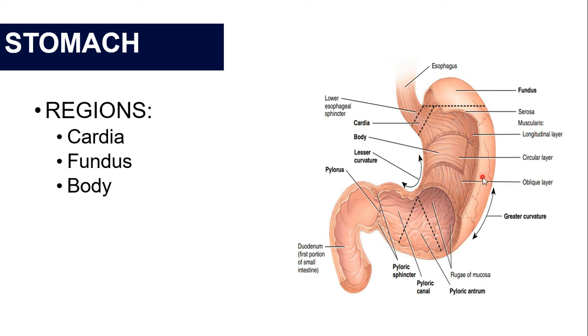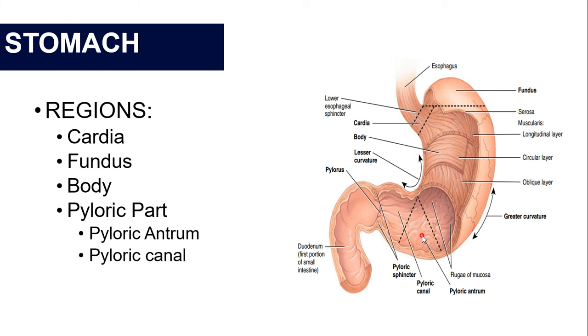Then, the pyloric region of the stomach is divided into three. First we have the pyloric antrum. This pyloric antrum connects to the body of the stomach. Next is the pyloric canal, this part. This is the second region, and it leads to the third region, which is the pylorus itself. So again, it is divided into the pyloric antrum, pyloric canal, and then the pylorus. Now, this pylorus will be connected to the first part of your small intestine, which is the duodenum.